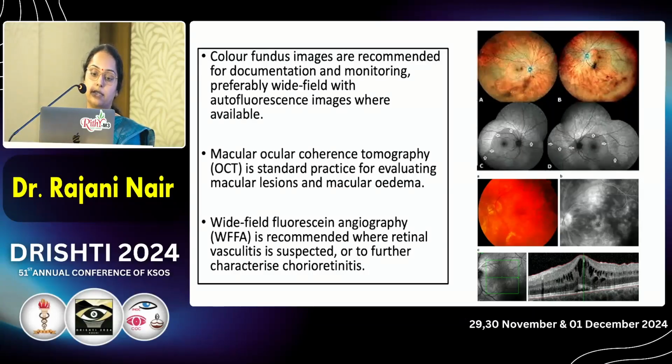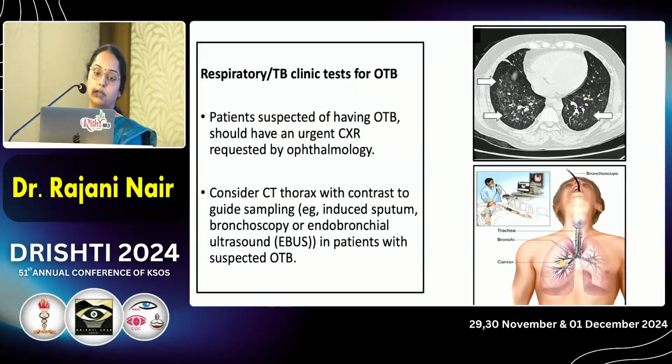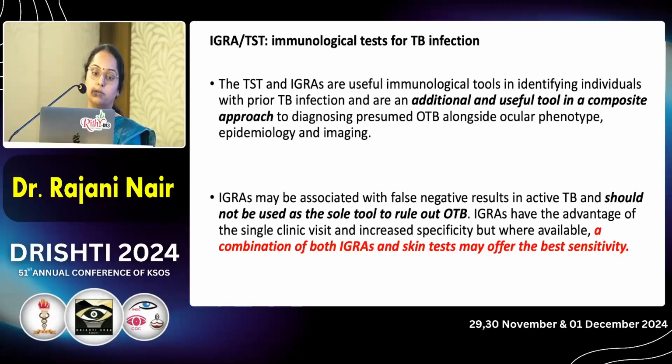Macular OCT is standard practice for evaluating macular lesions and macular edema. Wide field angiography is recommended where retinal vasculitis is suspected or to further characterize the chorioretinitis. The respiratory TB clinic should do an urgent chest X-ray and consider CT thorax with contrast to guide sampling, such as induced sputum, bronchoscopy, or endobronchial ultrasound in patients with suspected OTB.